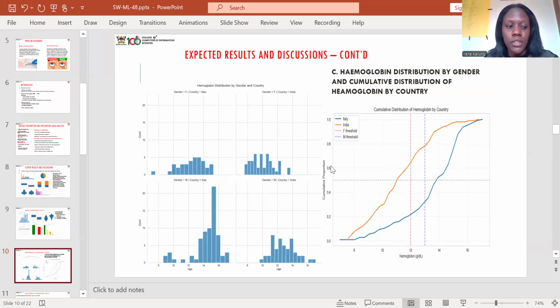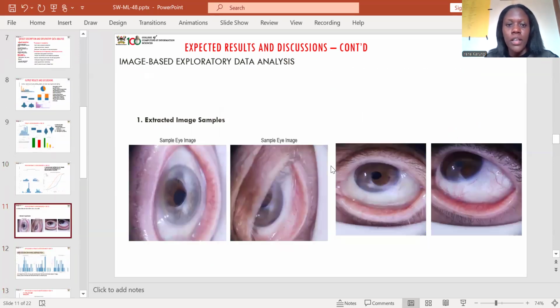Then the expected results: since the system relies on image capture, it can potentially be integrated into smartphones or portable devices, making screening services more available in remote communities. This slide shows some of the image samples that we extracted from the data sets we had. You can see these ones clearly show that the person is anemic because they do not have enough blood.